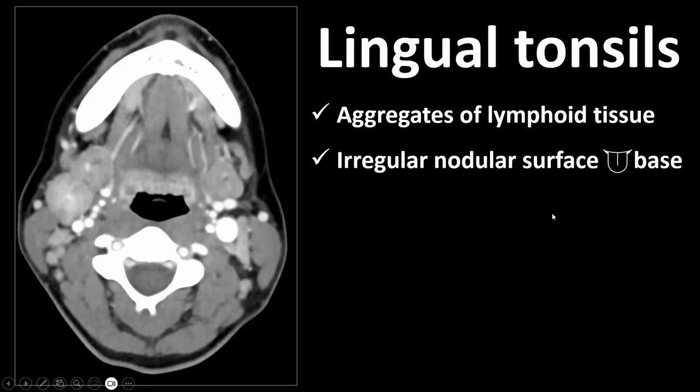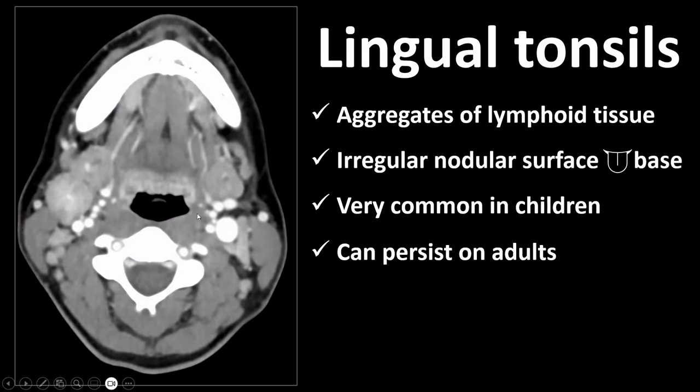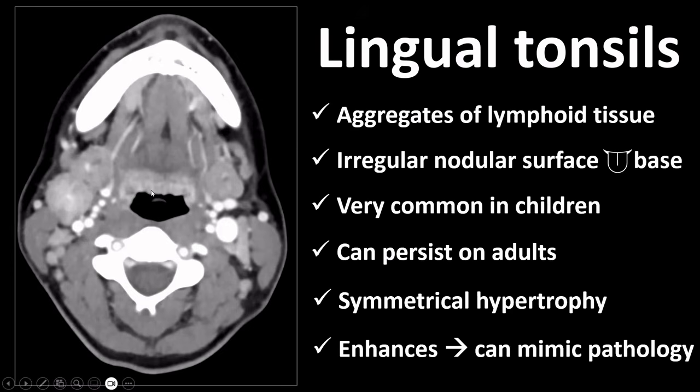These are aggregates of lymphoid tissue. They are often symmetrical and enhancing and can give the tongue base a somewhat irregular nodular surface. If you're dealing with children and you see this, it is going to be lingual tonsil enlargement. It can persist in adults, but it is less common there. So especially in older patients who are smokers and drinkers, you have to consider the possibility of tongue-base carcinoma, but most of those will be asymmetrical, but nothing is impossible.